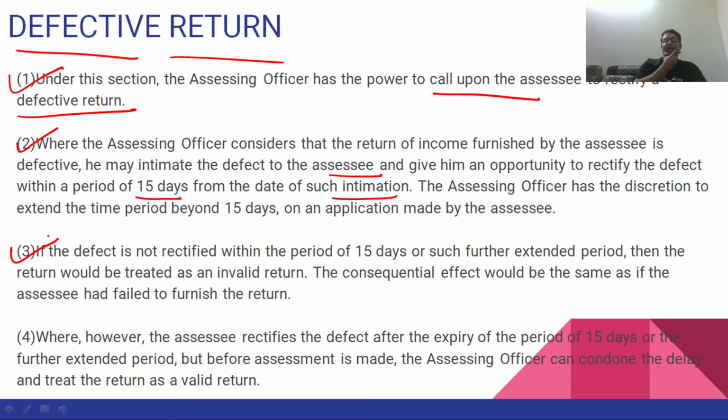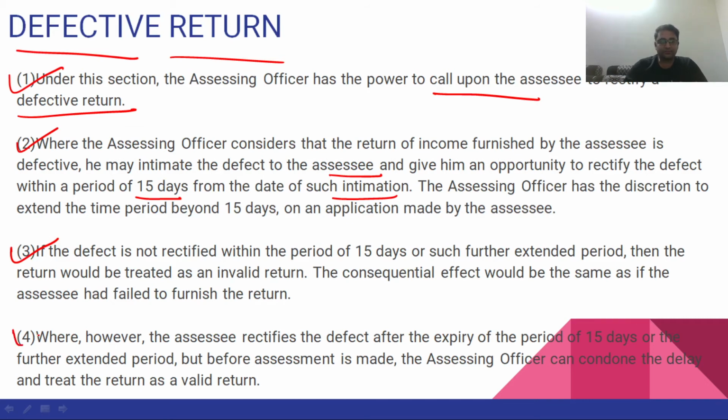So whenever the assessing officer gives you time to rectify a defective return, you should do it within that time, because if you do not, the time lapses and you are considered a defaulter. That is, you are treated as not having filed your return at all, in case you have not rectified your defective return.